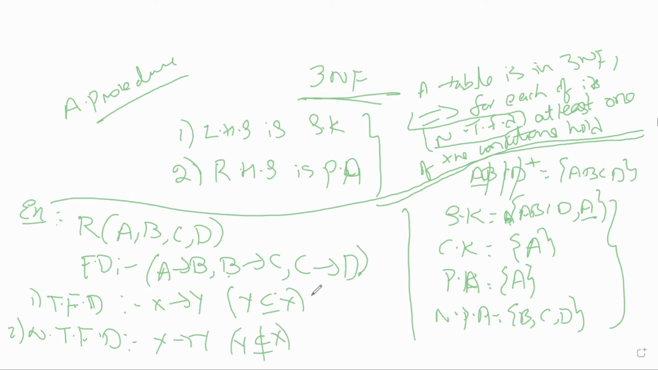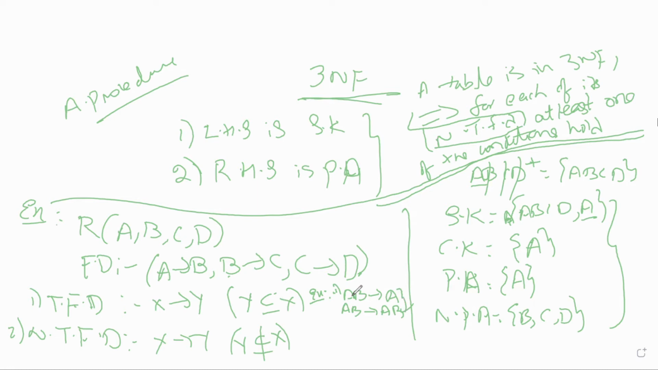Here I will mention some examples for trivial functional dependency. See here, A determines A, B is a subset of AB, so it's a trivial one. And one more example is A determines AB. This is also an example for the TFD, because the RHS attributes are a subset of the LHS attributes. This is the example for Y equal to X, and this is the example for Y subset of X. So this is called the trivial functional dependency, right?